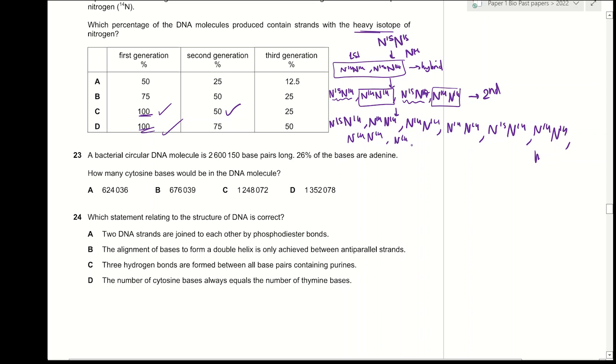And N14, N14. Here you could clearly see that we only have two hybrid left out of eight. So two out of eight are hybrid. Therefore, what's going to happen is now we have 25% of hybrid strands which contain the heavy isotope of nitrogen available. Therefore, the third generation is going to be 25%. Ideally, you should know the percentages, but here I'm working it out for you to be able to show you the explanation for them, and the answer is going to be C.